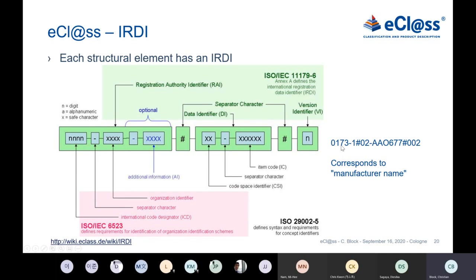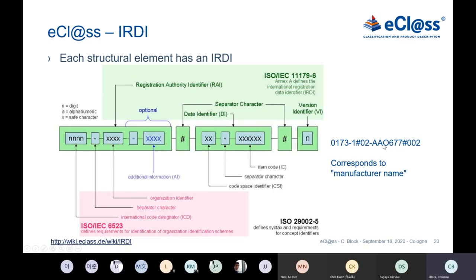So the 0173 points to the domain of eClass. Then we have a -1. This only says we have a dictionary, the main dictionary. Then we have the hash. And then we have a 02. That means here comes a property. If there would be a 01, that would be a class. And then the part AAO677 is the identifier of a property. And then we have a version code at the end.